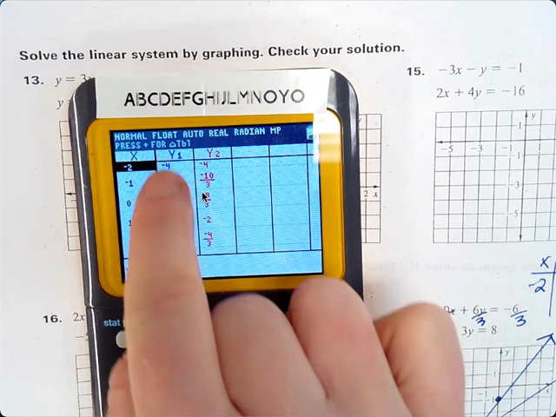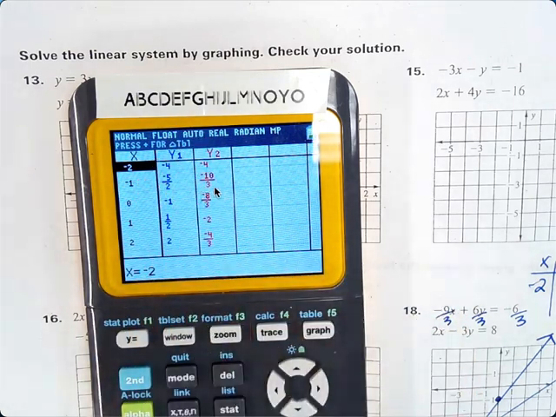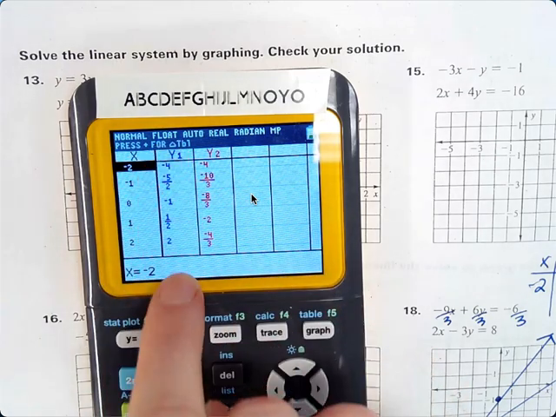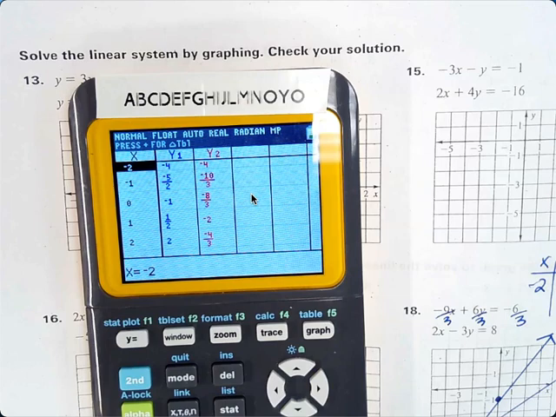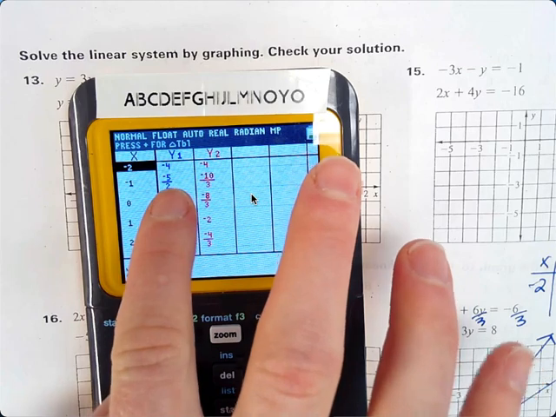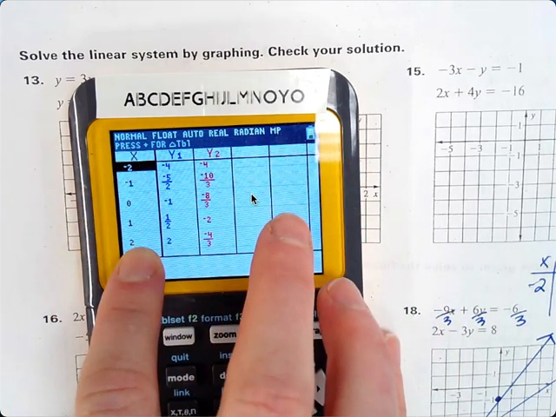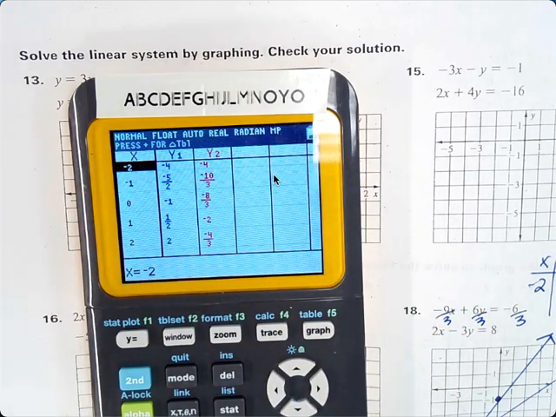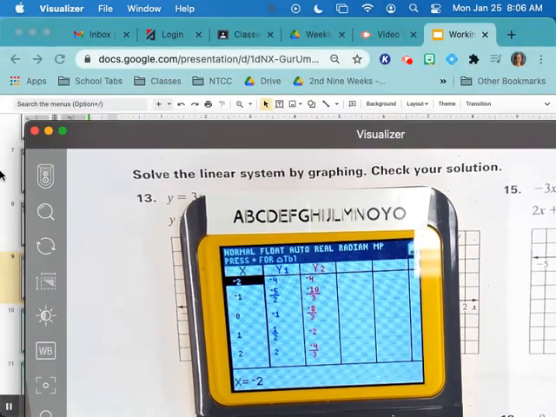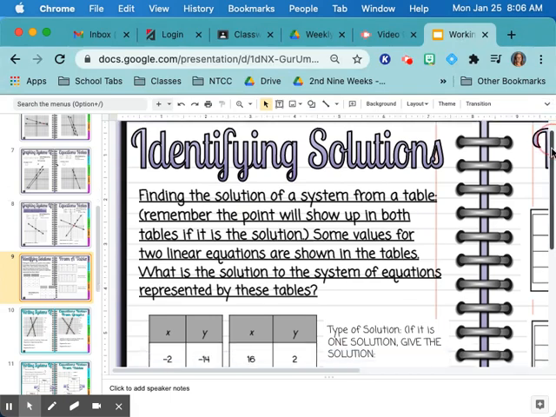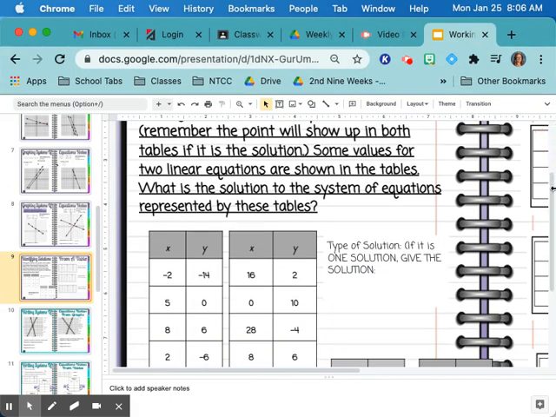What if they're all the same? Y1s and y2s are the same. Then that means it's the exact same line. If you don't see any y1 and y2 that are the same, it doesn't mean they don't have a solution. It just means that it might be a fraction, that our x value could be a fraction. All right, so let's look back at the digital interactive notebook. Anytime that they're the same, we'll circle them and then we'll write out our solution.